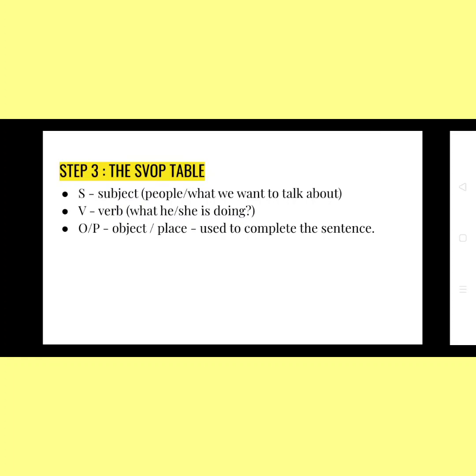Then, when we want to start writing, we can use the SVOP table. S refers to subject or people or whatever that we want to talk about. V refers to verb. When we look at the picture, we ask ourselves what he or she is doing. O, object, or P, place, used to complete the sentence.